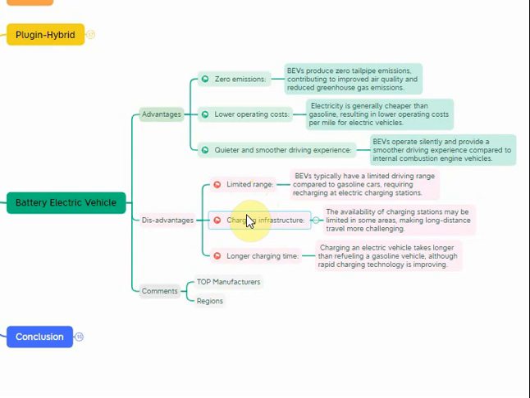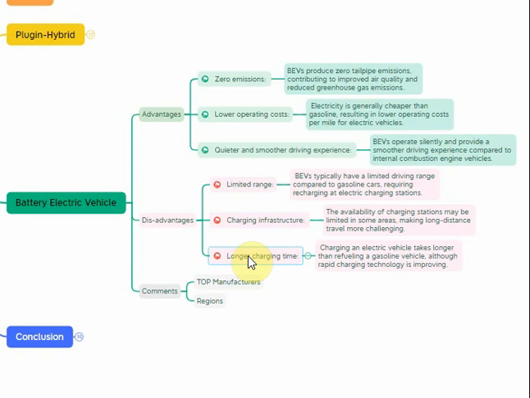So meaning you need to make sure that the charging infrastructure is available, especially when you're traveling for longer distances. Longer charging time. So this is one of the biggest, let's say, concern points for battery electric vehicles. This is something the manufacturers are actively working on, because the vehicle needs, just like a mobile phone, a lot of time to get fully charged.